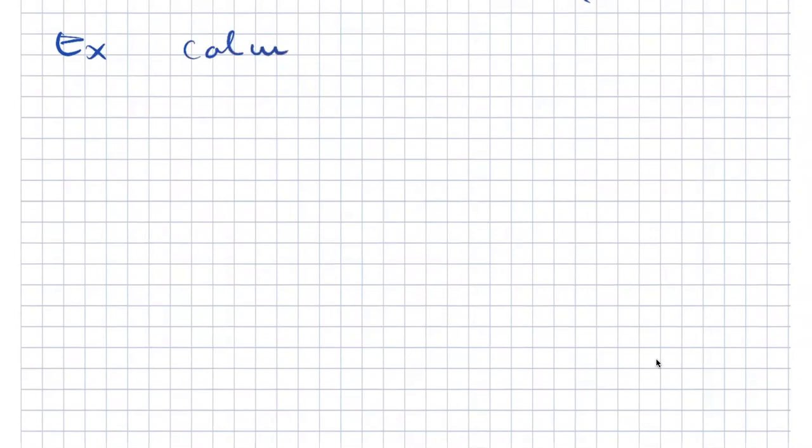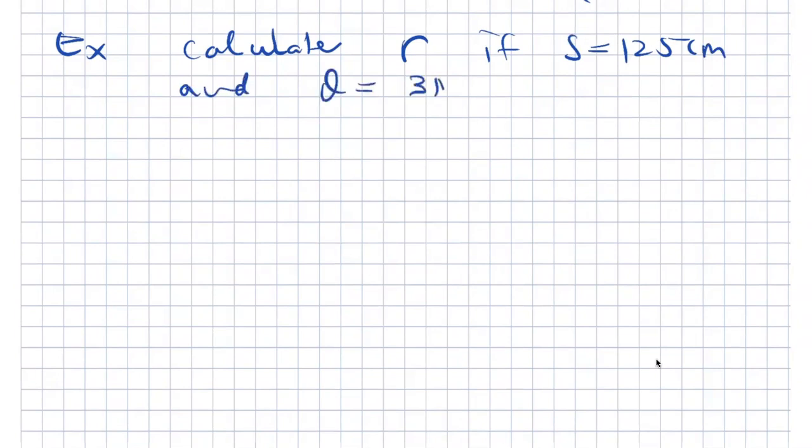Calculate r if S is equal to 125 centimeters and theta is equal to 3 pi over 2. So we set that out. S is equal to r theta.